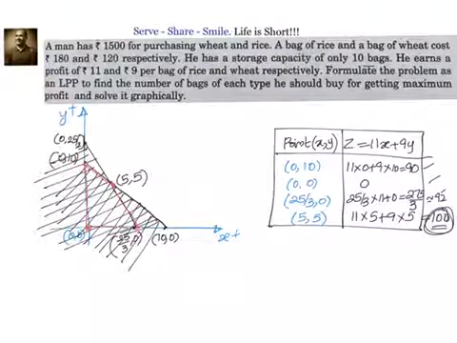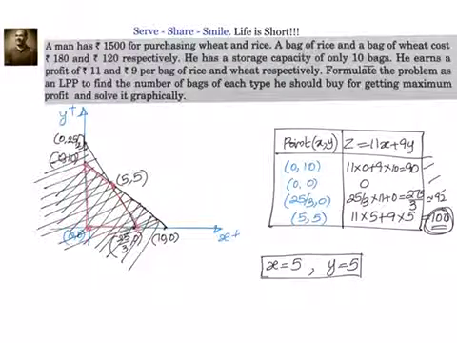So our x and y values should be x equal to 5, y equal to 5. These are the values of the number of bags that he needs to purchase, so that subject to all the constraints he can maximize his profit. So this is a very simple problem in LPP, a problem where the feasible region is bounded and it's easy to solve. We'll do more problems. This is the first problem in this particular series.